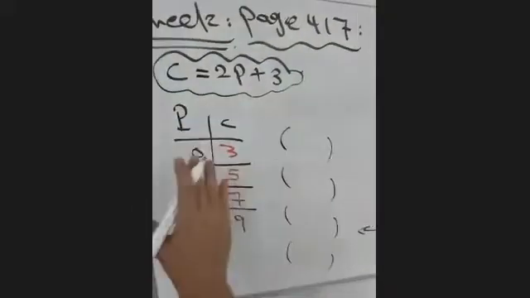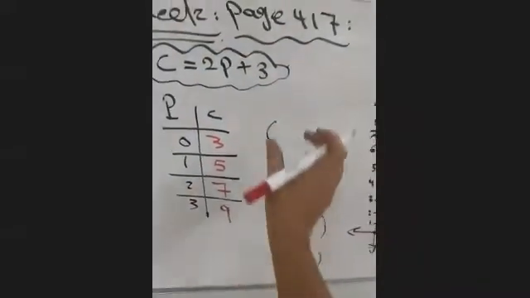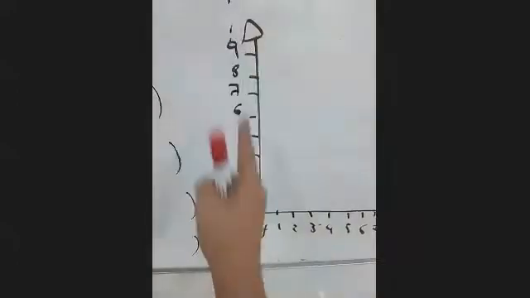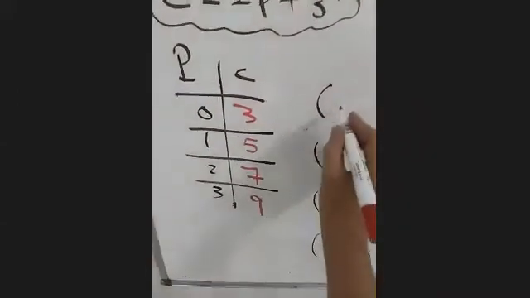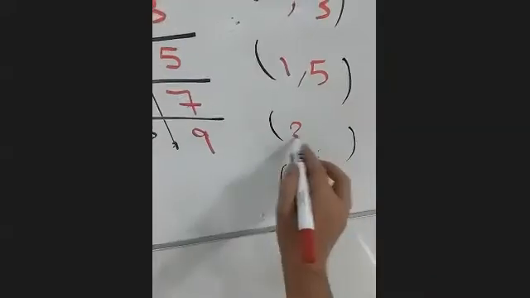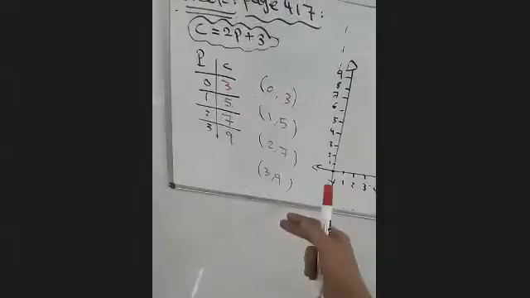We filled it. Now we can make our ordered pairs. What's the first ordered pair, Omar? 0, 3. Not 3 and 0. The horizontal, then the vertical. Don't forget that. So it is 0 with a 3. The second one, 1 with 5. The third one, 2 and 7. The fourth one, 3 and 9. Now we have 4 ordered pairs.